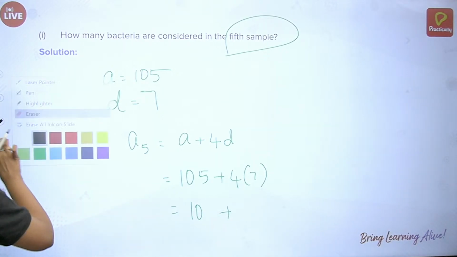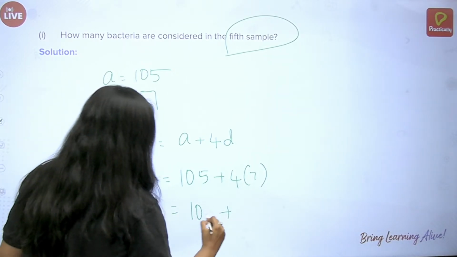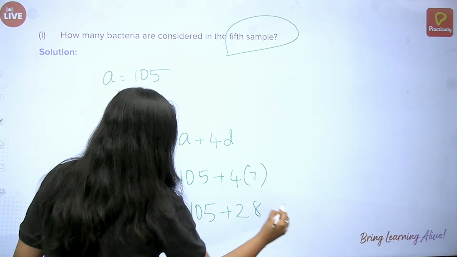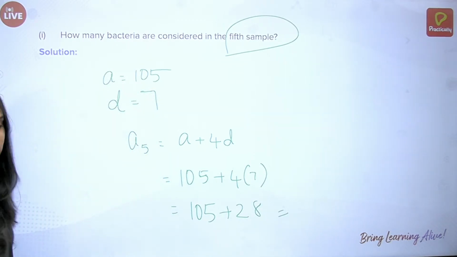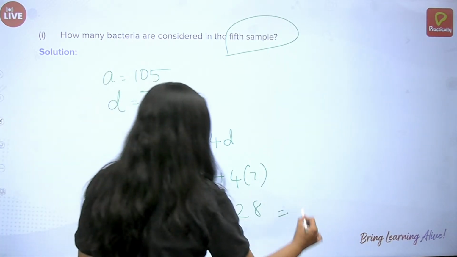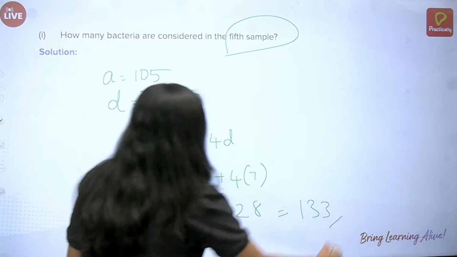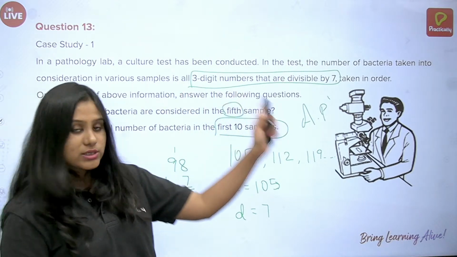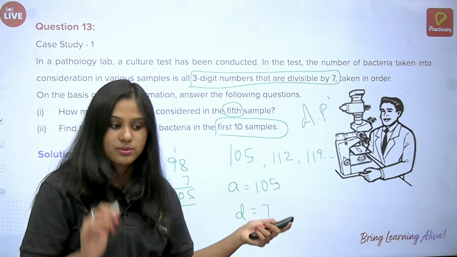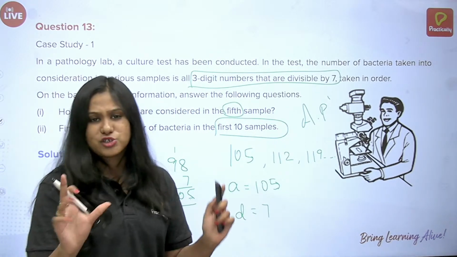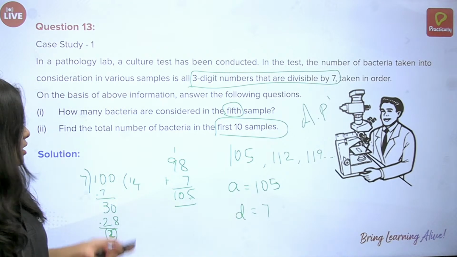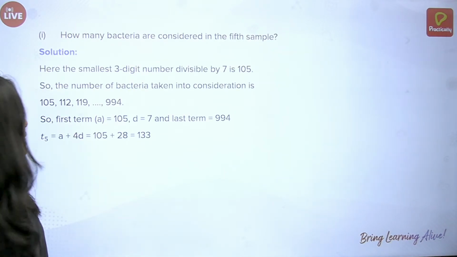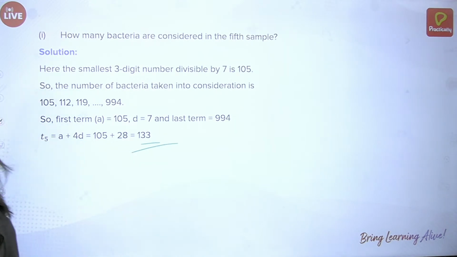Yeah, so 105 plus 28. How much? 133. Very easy. The only trick here is to get the first 3-digit number which is divisible by 7. That is the only catch in this question at least. So, yeah, 133 is the answer. Let us go to the next.